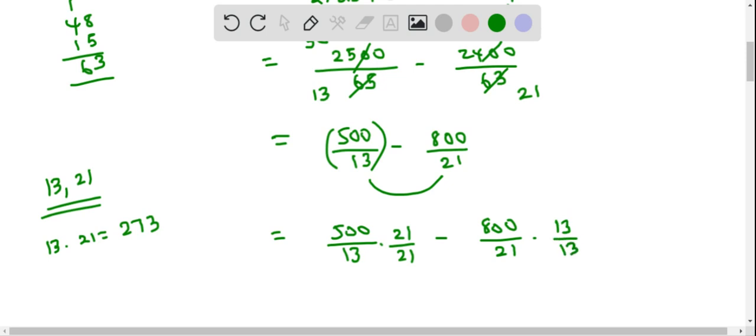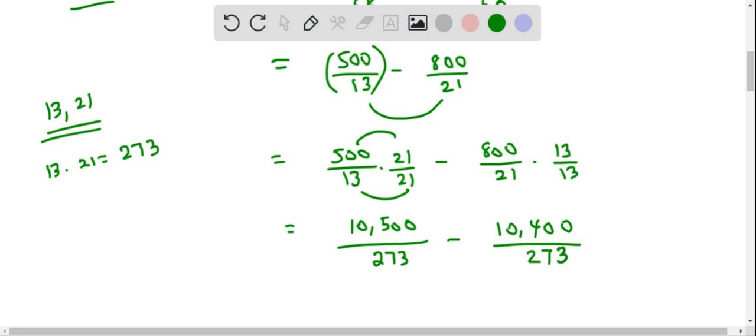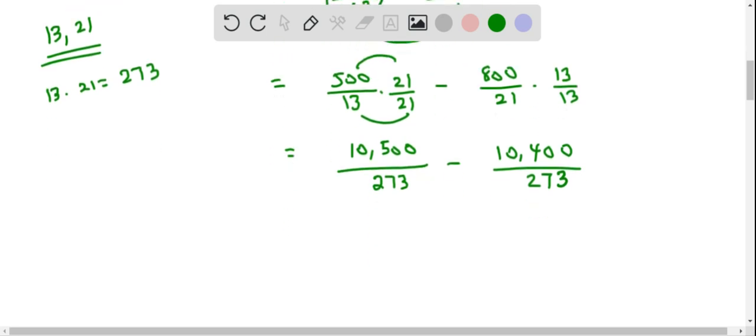So I do it like this. So this equals, we multiply the numerators and the denominators, 500 times 21, and this equals 10,500. Right, 10,500, and this is over, we know that 13 times 21 is 273, minus 800 times 13, and this equals 10,400. So I write 10,400 over, once again the denominator is 273. So now we have the common denominator 273 in both fractions, which means we can simplify the numerator.